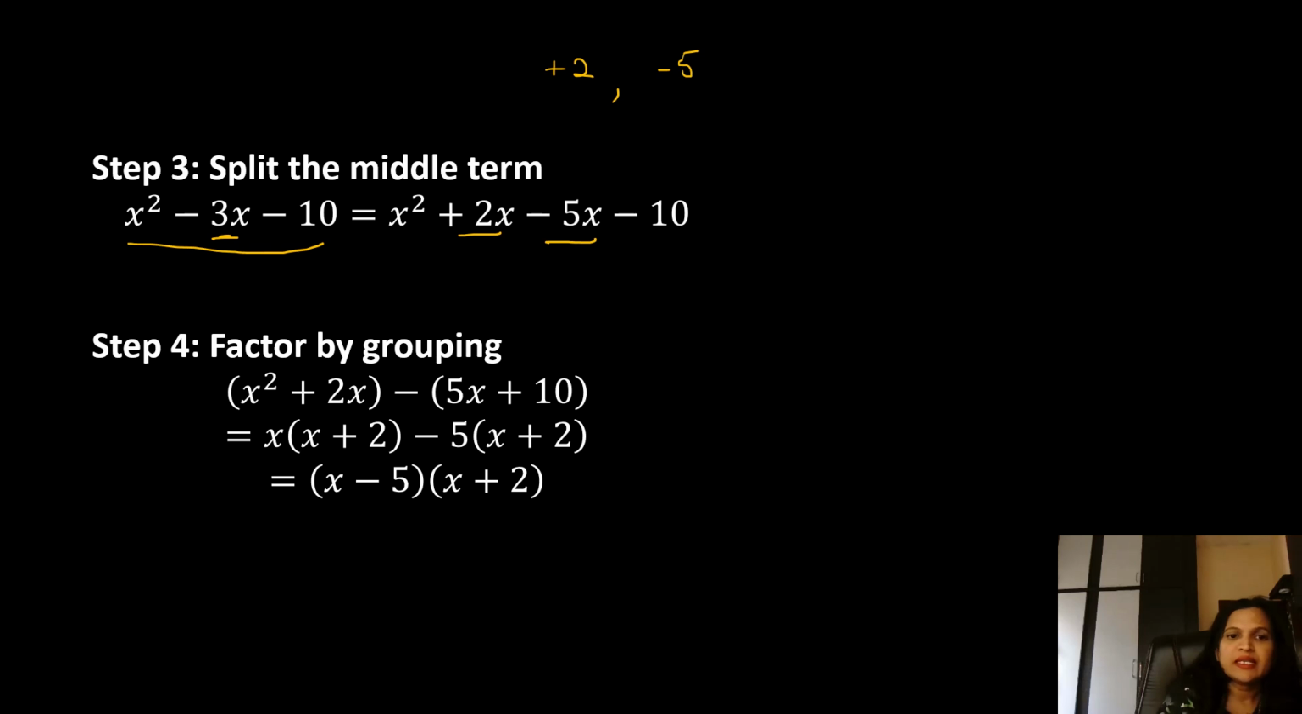Take x square plus 2x in one group, minus 5x minus 10 in another group. Now x is common in the first group, take out the x. Inside, x plus 2 remains. Minus 5 common, take it out. 5 into x is 5x, x is remaining inside. 5 2s are 10, that's why 2 remains inside. Bracket close. So now write this x minus 5 here and the common factor outside, x plus 2.